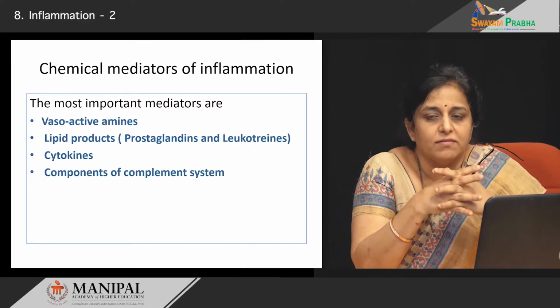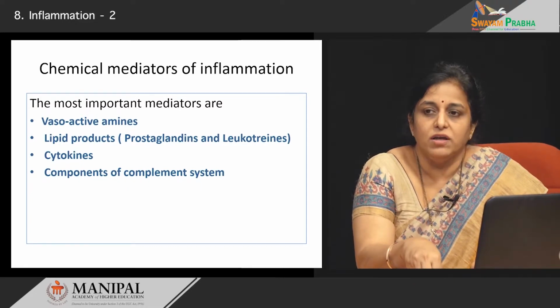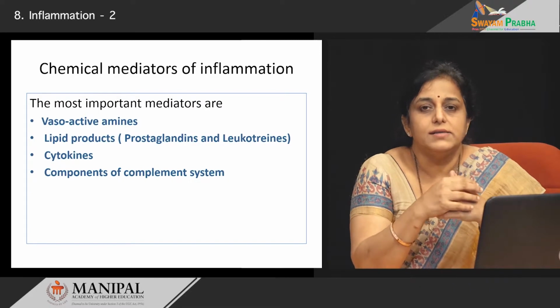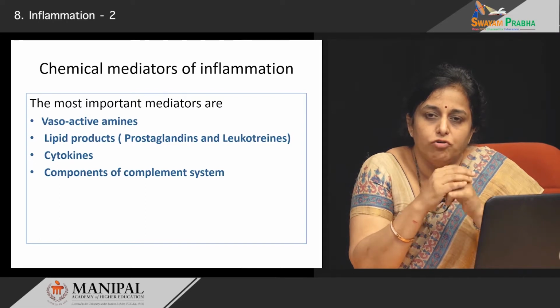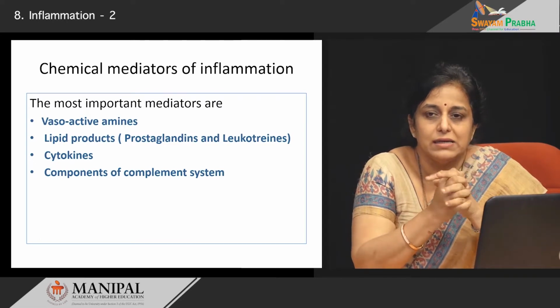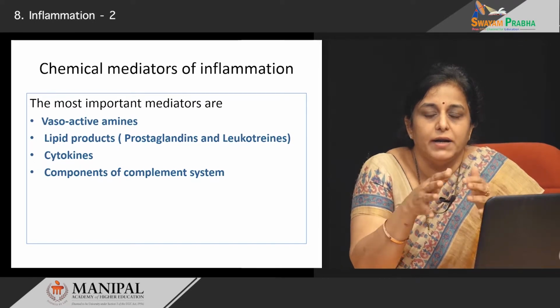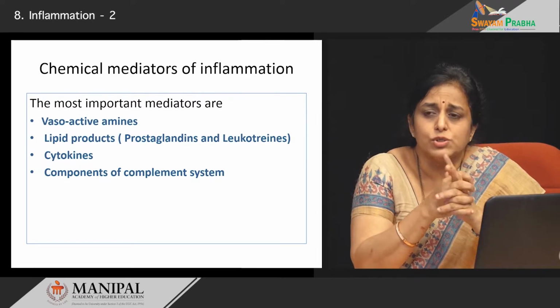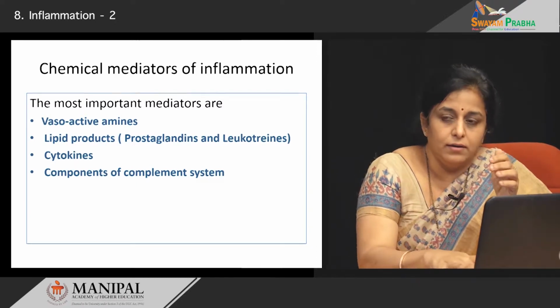And there are various chemical mediators that are involved. Important among these are the vasoactive amines, lipid products like prostaglandins and leukotrienes, cytokines, and the components of the complement. So, there are several hundreds of chemicals that are released at the site of inflammation, but the most important can be classified under one of these. So, let us learn about these a little more in detail.